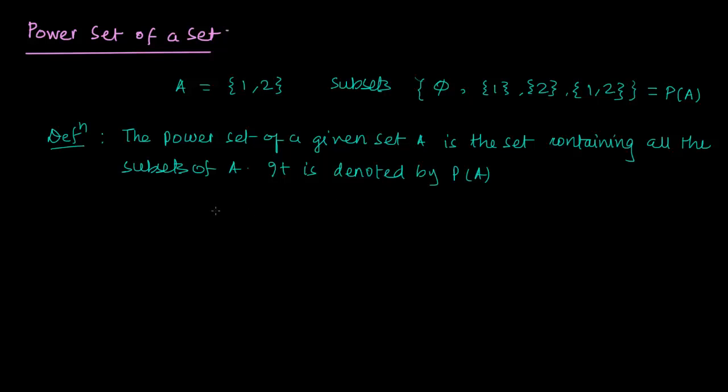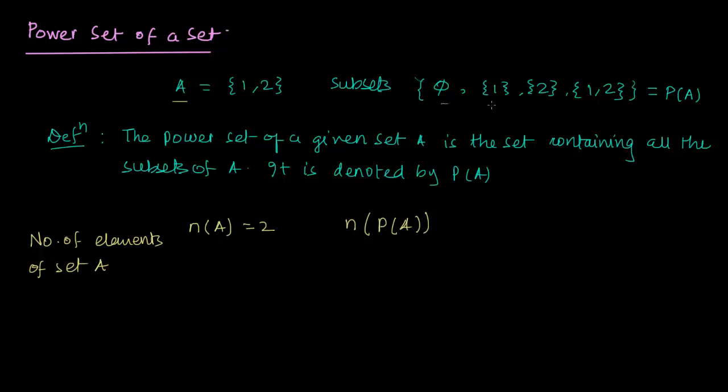Fine. Now let us try to take it further. When I say n(A), what do I mean? We mean the number of elements of set A, right? Now, in this case, n(A) was 2. Now, if n(A) is 2, what is n(P(A))? What is the number of elements of the power set of A? We saw the number of elements is 1, 2, 3, and 4. So n(P(A)) is 4, right?